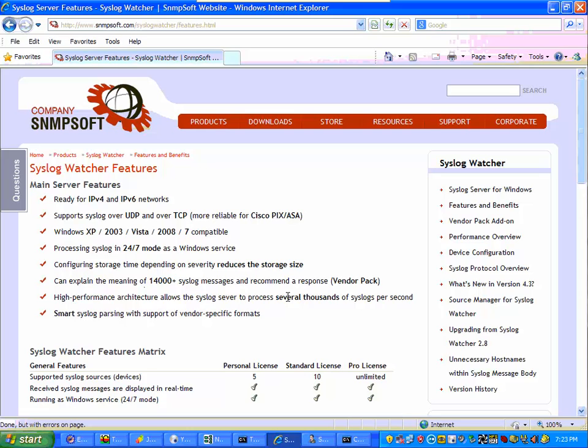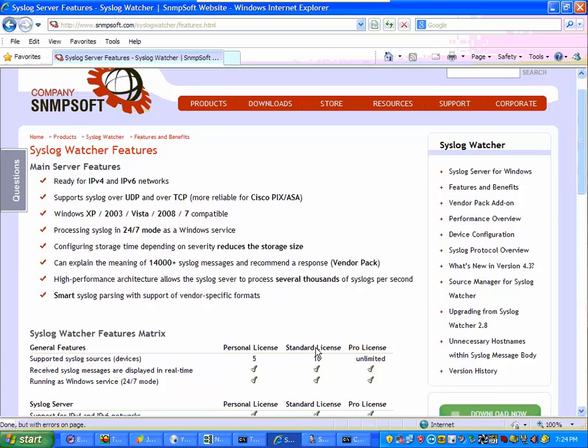So what I used was Syslog from this company, snmpsoft.com. And their product is Syslog Watcher. Now, the nice thing about it is they have this personal license, which allows you to support up to 5 devices that can send syslogs to it. So syslog is a way of logging from that device remotely to, in this case, this computer.